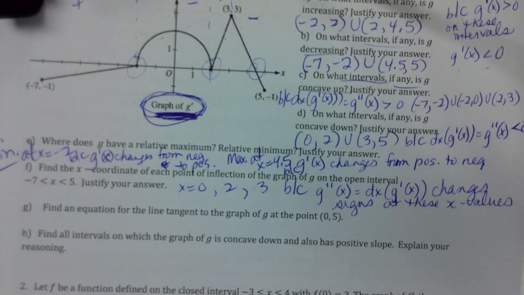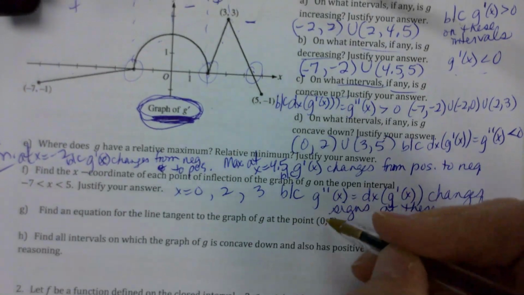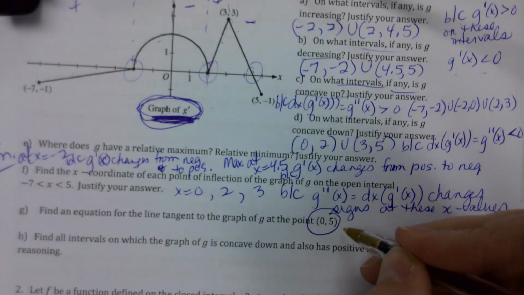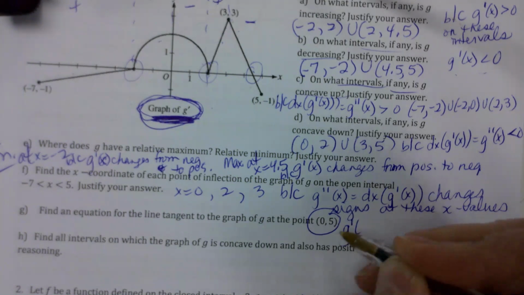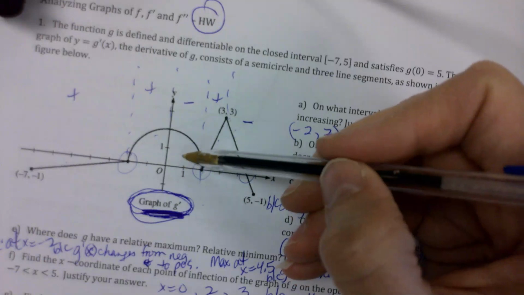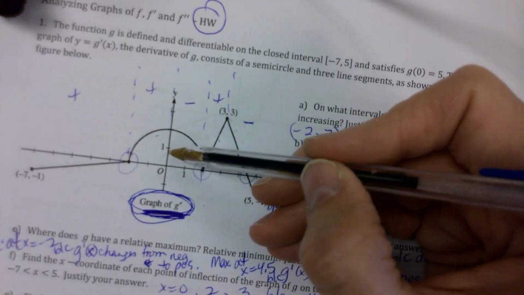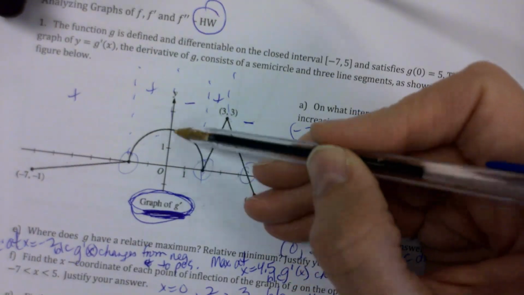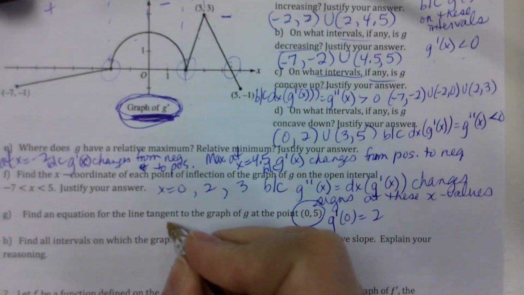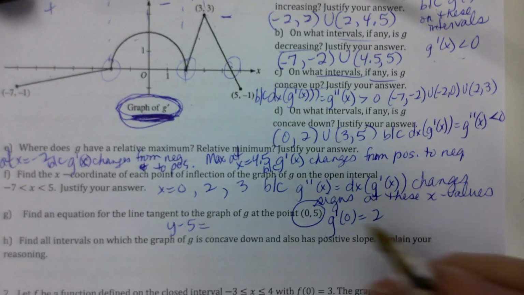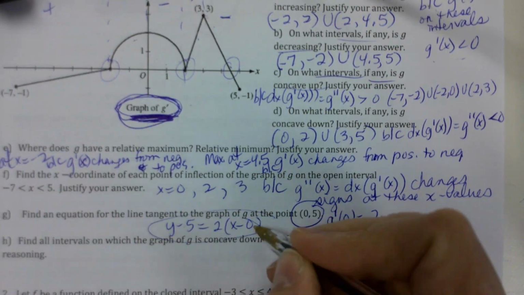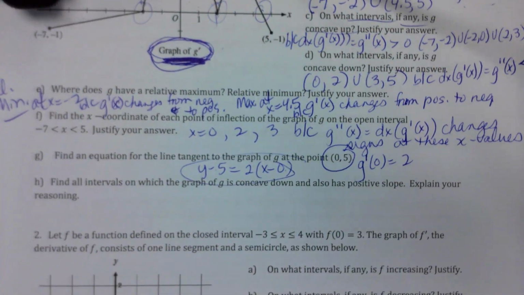Find an equation for a line tangent at the point 0,5. We got a point. What do we need? A slope at that x value. Well, we've got the graph of all the slopes, right? What is G prime of 0? 2. Point and slope: y minus y1 equals slope times x minus x1. And no, you don't have to have the 0.